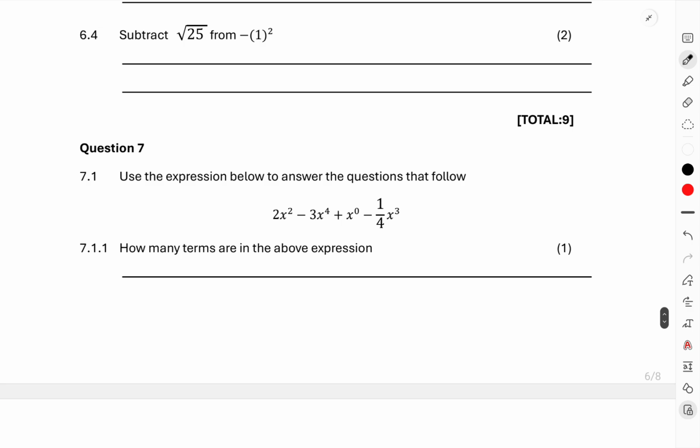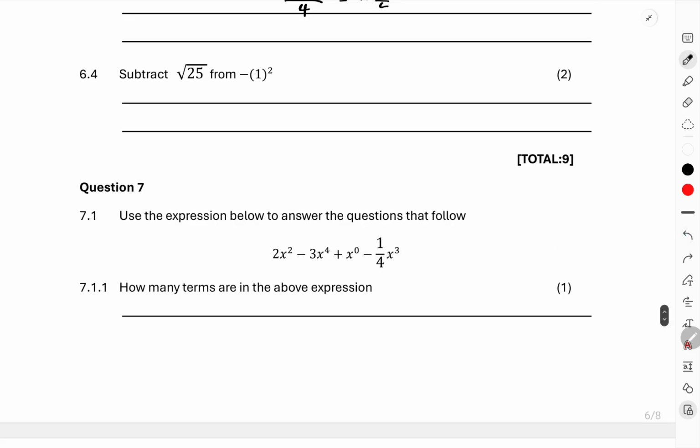Then let us go to 6.4. Subtract the square root of 25 from negative 1 squared. Subtract means I'm subtracting this from that. That is what it means. Subtract this, which is the square root of 25, from negative 1 squared. It means I'll have negative 1 squared minus the square root of 25, right? Negative 1 squared is negative 1, minus the square root of 25, which is 5. Therefore the answer becomes negative 6.